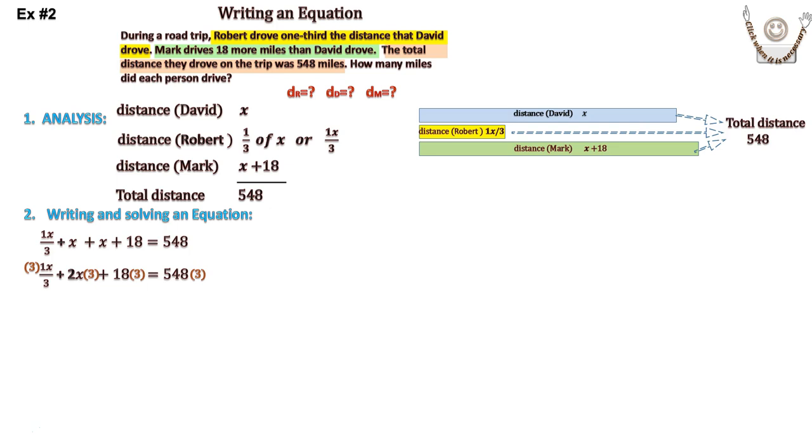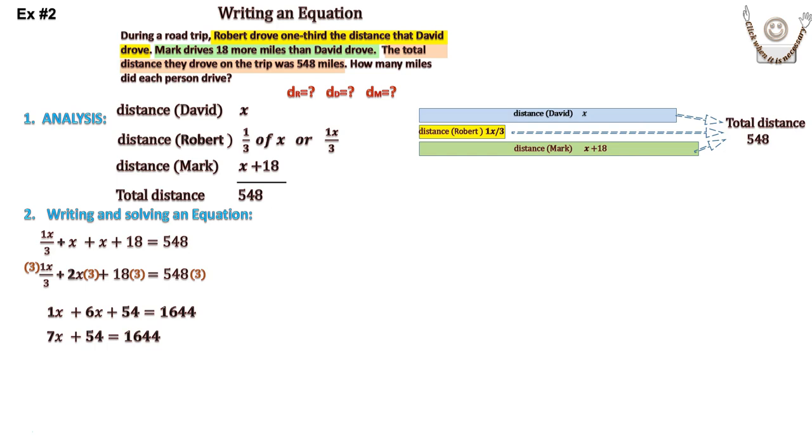For the first term, 3 over 3 is just 1. The result would be 1 positive x and positive 6x and positive 54 is 1644. 1x and 6x we can combine as like terms into 7x.